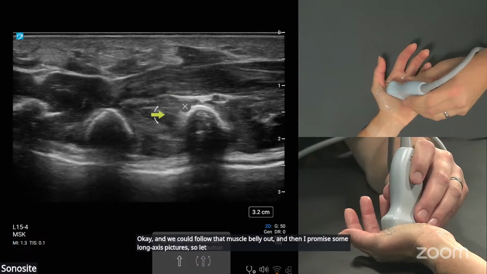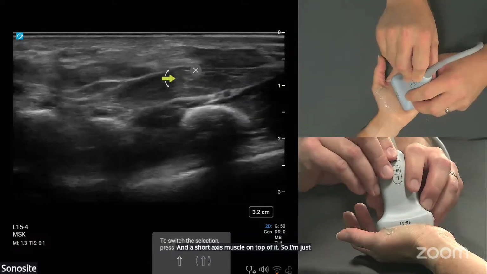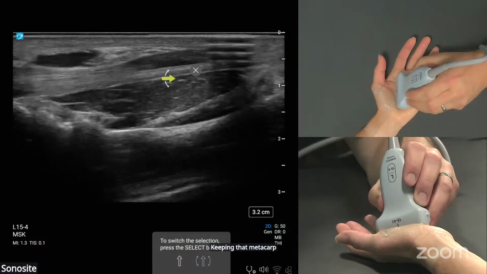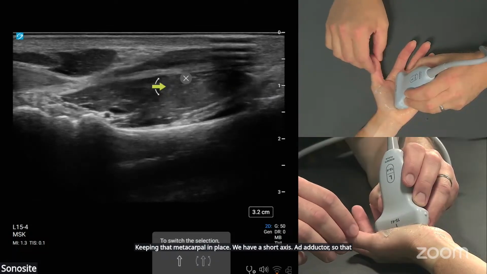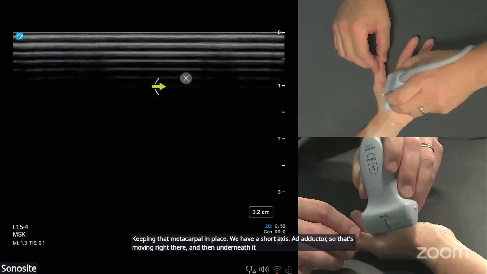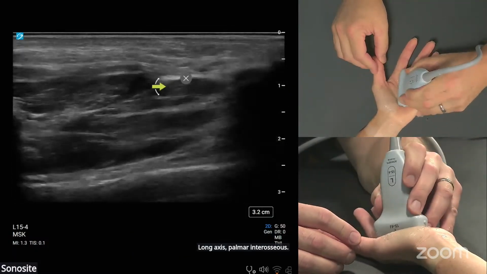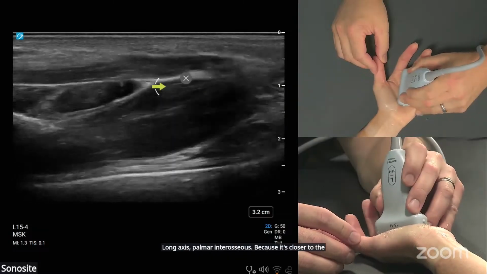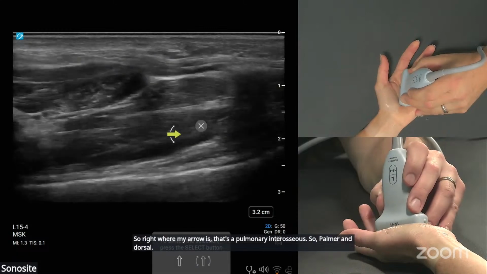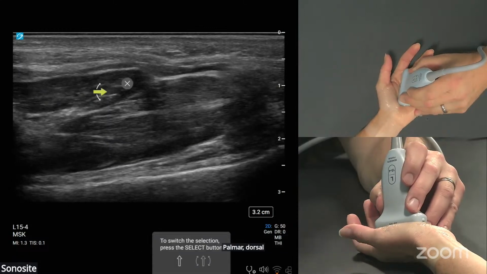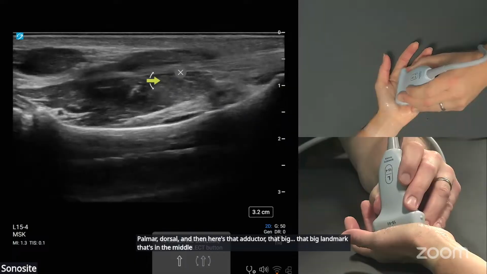So let's take this here where I expect to see a long axis muscle here and a short axis muscle on top of it. So I'm just going to spin the probe, keeping that metacarpal in place. We have a short axis adductor. So that's moving right there. And then underneath it is a long axis palmar interosseous because it's closer to the transducer. So right where my arrow is, that's a palmar interosseous. So palmar and dorsal. Palmar, dorsal, and then here's that adductor, that big landmark that's in the middle of the palm right there.